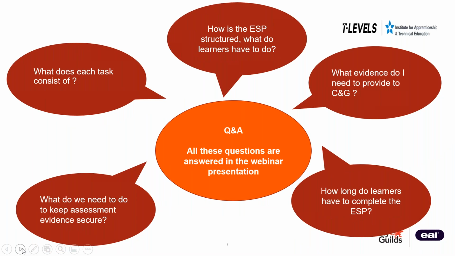So these are other questions here that you can see. All of these following questions are going to be answered in the webinar, which is how is the ESP structured? In other words, what do learners have to do? What evidence do I need to provide to City and Guilds? How long do they have to complete the ESP? What does each task consist of? And what do we need to do to keep the assessment evidence secure? So I just wanted to make clear that this is what is going to be all included in the webinar to make sure that content is relevant to you.